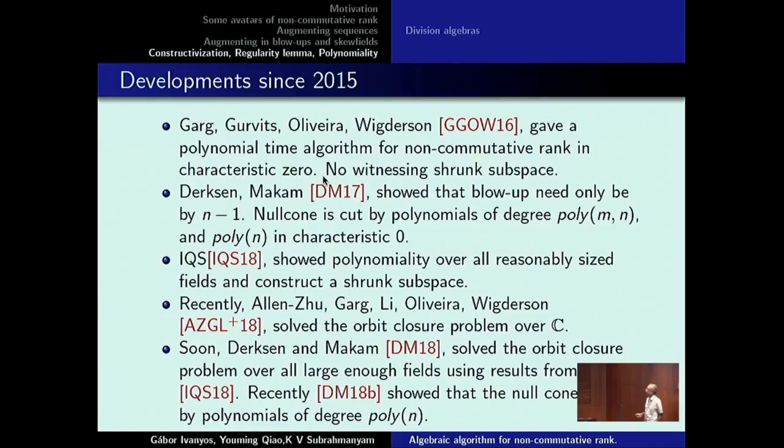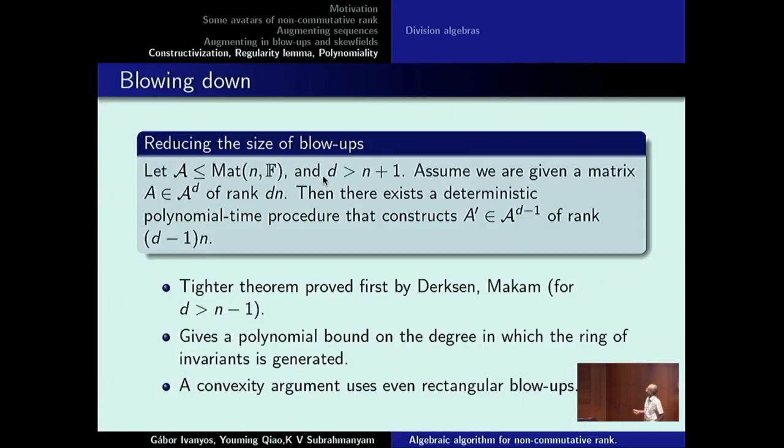Then Dirksen and Markham used our ideas to soup it up, and they get the orbit closure problem using the results that I have mentioned today. So now let me give a difference. Dirksen and Markham, as I said, show that you don't really need to go beyond blow-ups of size n minus 1. So let me state that as a lemma and actually prove that.